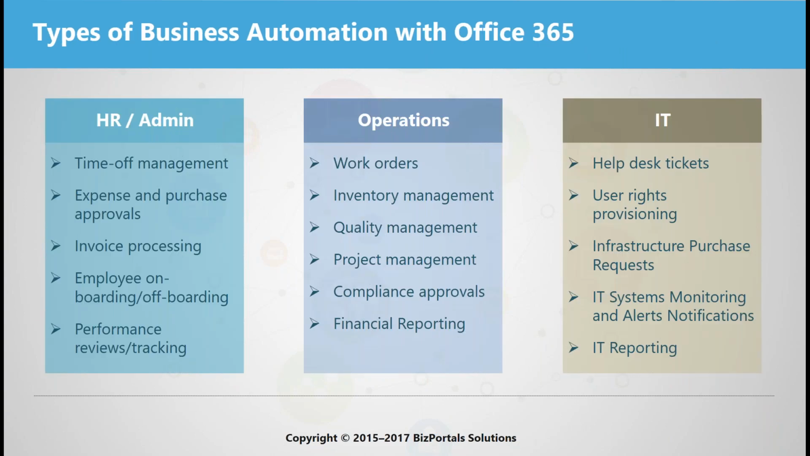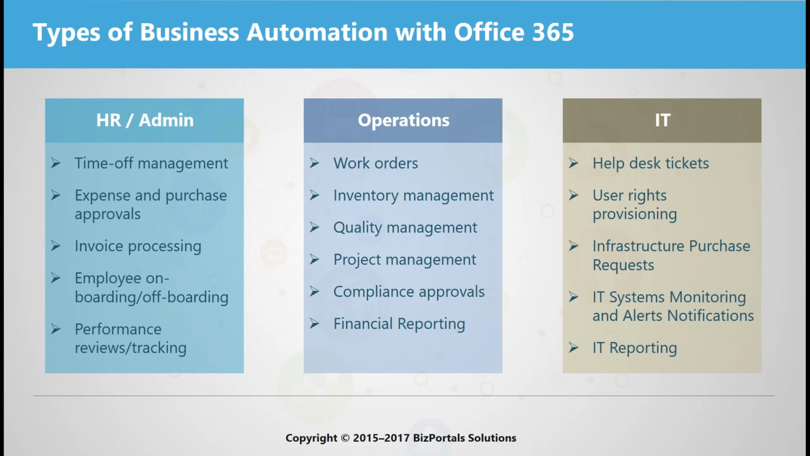So, some specific examples of the types of processes, workflows, and tasks that can be automated with Office 365, we group them in three main buckets for simplification: HR and admin, operations, and IT. For HR and admin type tasks, you can digitize and automate your time off management, including timesheet approvals and time off requests, expense and purchase requests and approvals, even your invoice processing from invoice creation to tracking, employee onboarding and offboarding activities without having to burden HR, and employee performance reviews.